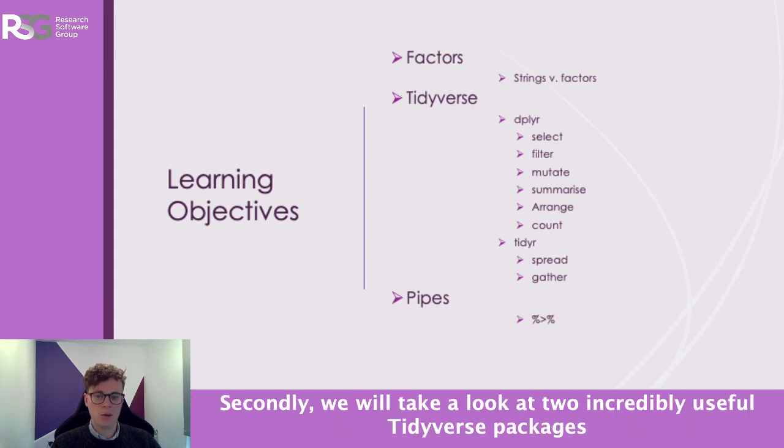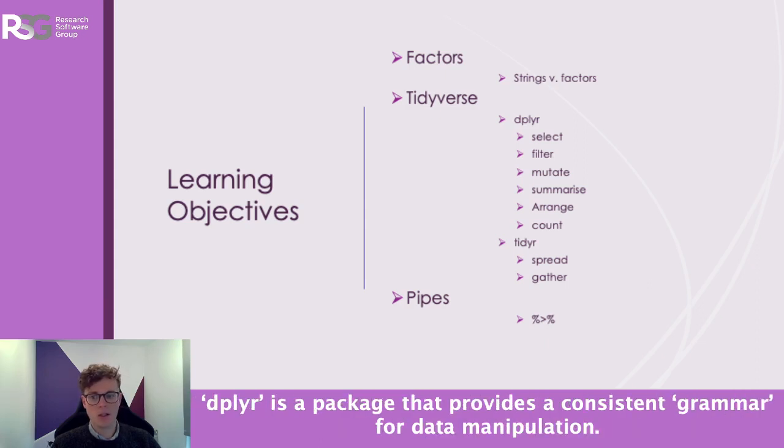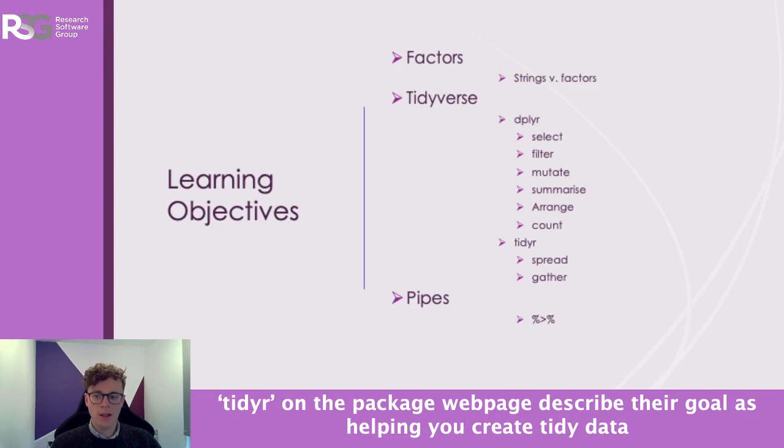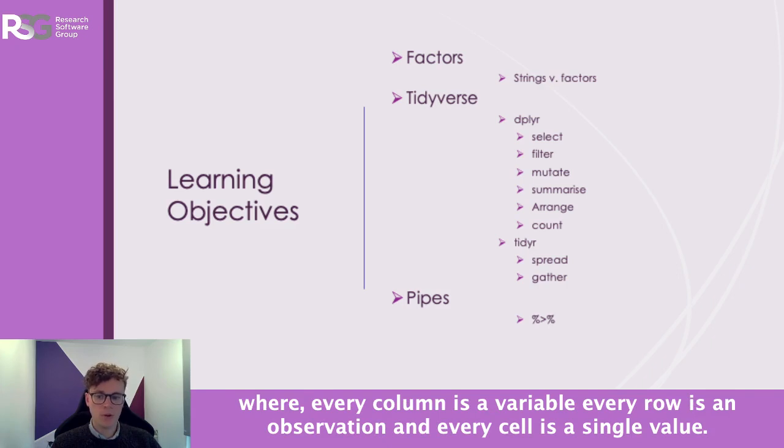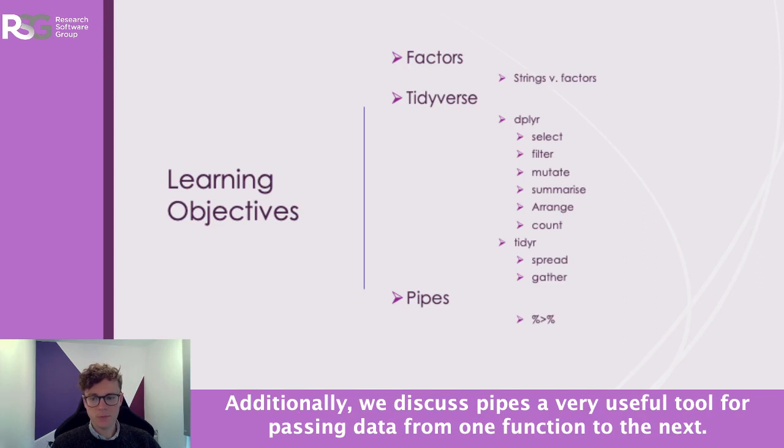Secondly, we'll take a look at two incredibly useful Tidyverse packages. dplyr is a package that provides a consistent grammar for data manipulation. Tidyr, on the package website, described their goal as helping you to create tidy data where every column is a variable and every row is an observation and every cell is a single value. Additionally, we will discuss pipes, a very useful tool for passing data from one function to the next.